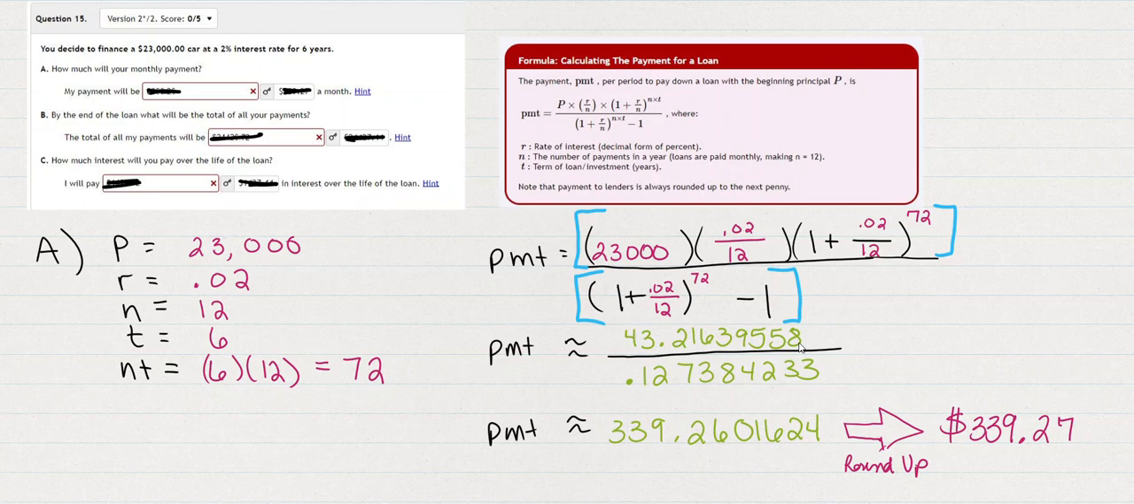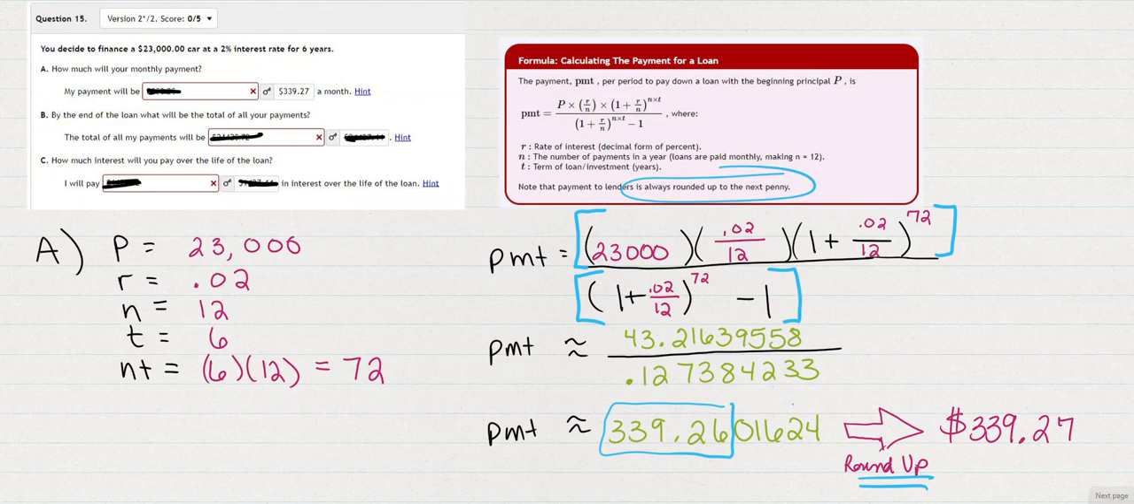Now, fine print reminds us that we can't just round this to the nearest cent and say, oh, okay, so my payment is $339.26. Do you see that if you made that payment 72 times, you'd come up a little short because you'd be short some small amount every payment, and that would add up after 72 payments. So for payments, we always have to round up. And when I round up, I'd get $339.27. And there's our payment, and that is in fact correct.